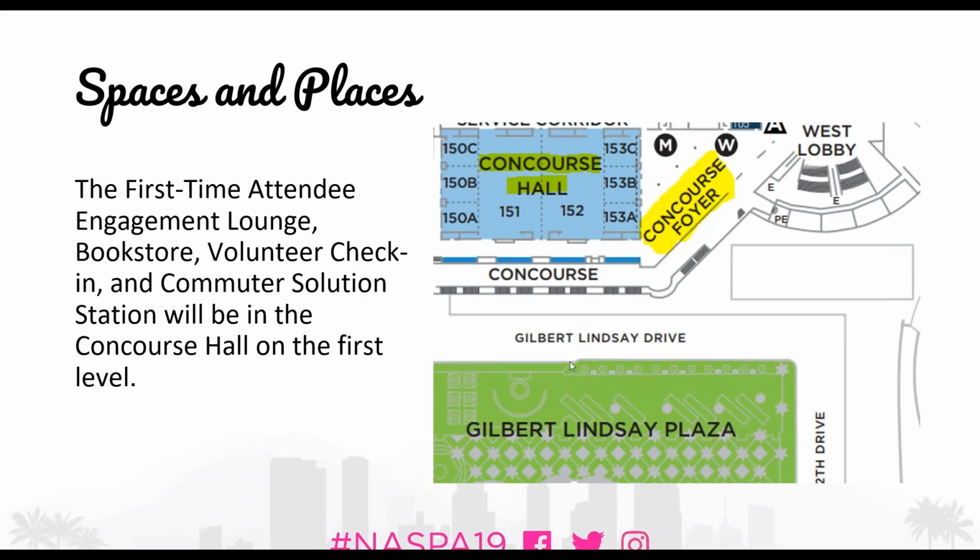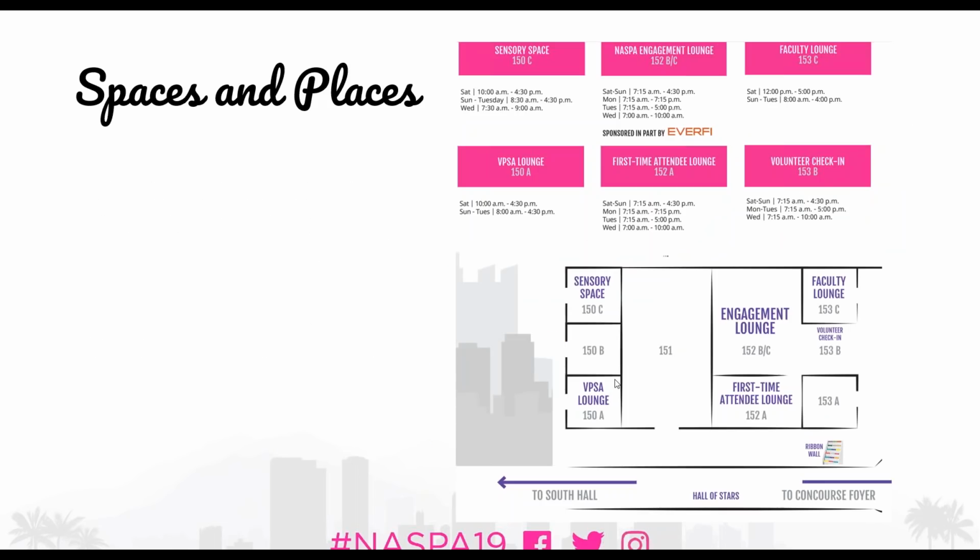In addition to the concourse foyer, we wanted to focus a little bit more on this concourse hall and the different opportunities located within there. We have various lounges, and I'll pass it over to Cerise just a little bit to talk about the first-time attendee lounge. But within the faculty lounge, there's a lounge just for faculty. There's a lounge just for vice presidents of student affairs. There's also a lounge for sensory space. So if you just feel like you need to disconnect or separate from the community, we'll have yoga mats. We'll have some materials to help center individuals. So that's a sensory space. And then I mentioned the engagement lounge and the commuter area. So that's what will be going on within 152BC and 153B.